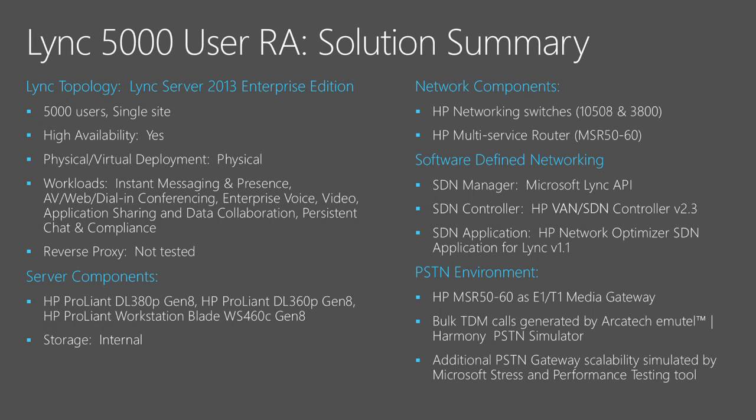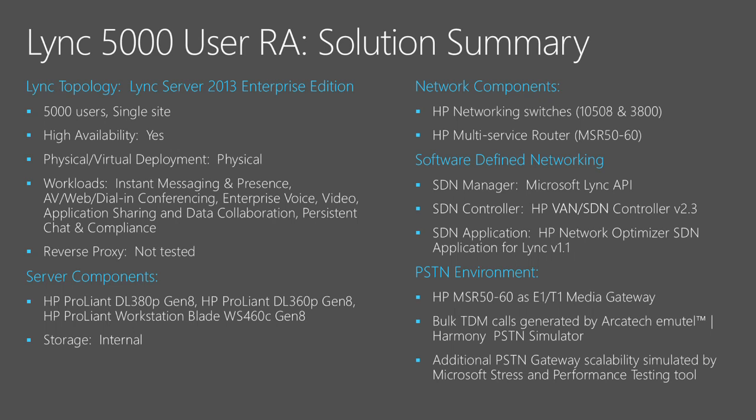So we did a single site with high availability. We followed the Microsoft best practices. So for things like 5,000 users, we were able to do 2,500 on a single virtualized server. With 5,000, we jumped up to 13 servers. That's a pretty huge jump to go from one server for 2,500 to 13 servers for 5,000 users.